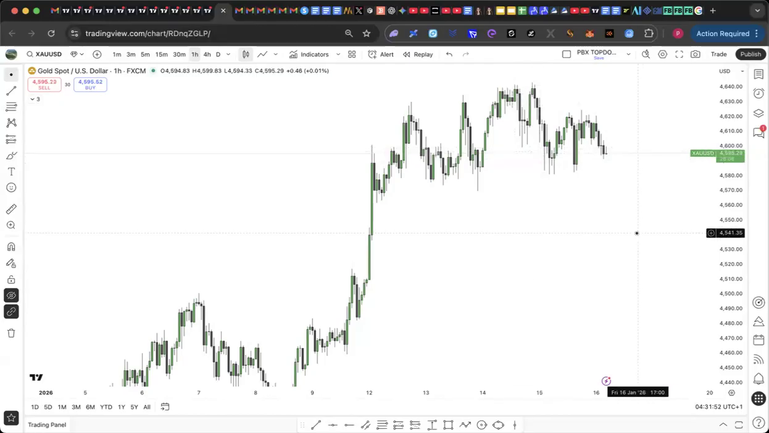That's change of character. So we had a change of character already on this, and now we have a retest to the origin. But this is the challenge. The market is still bullish because we have a lot of inducement, liquidity, and all of that. So there is a wide fair value gap here, a very wide one. So what could have happened?